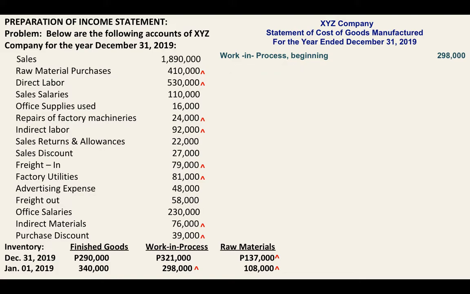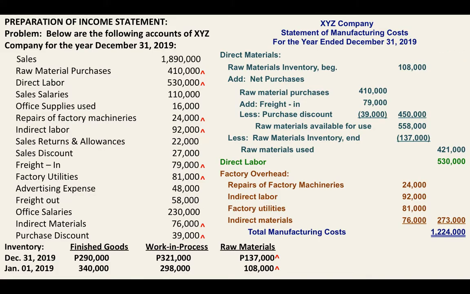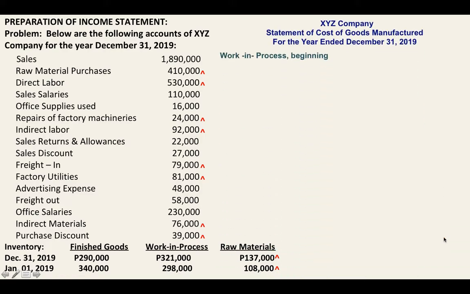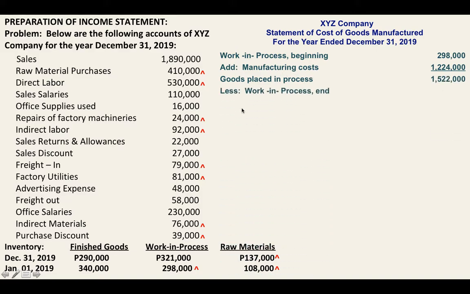If we refer to our manufacturing cost, we have calculated that our total manufacturing cost is 1,224,000. So in this, we'll just present 1,224,000 in our manufacturing cost. Adding the two, you will have goods placed in process, and then deduct the work in process end of 321,000. So you will have now your cost of goods manufactured.